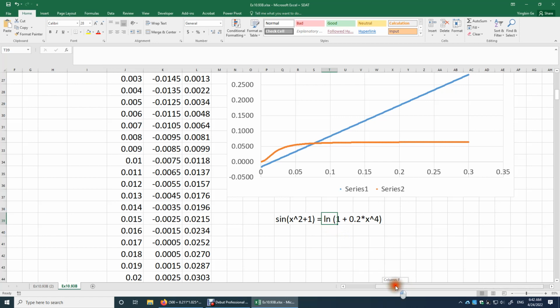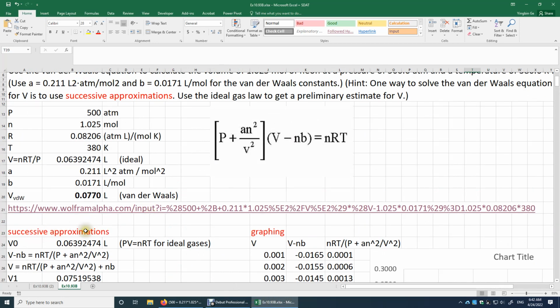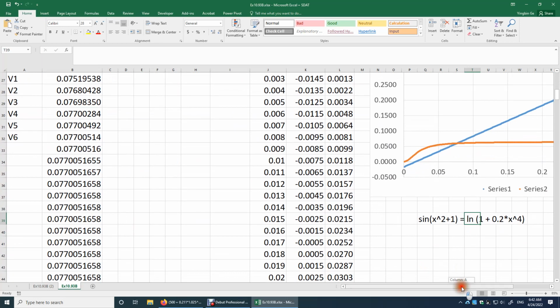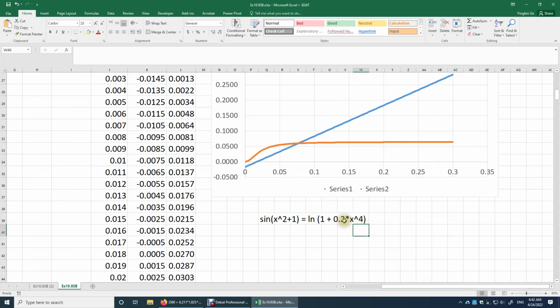Also, you can just use this so-called successive approximations. You just set up the equation properly over here. I'm going to say e to the power of this sine function is equal to 1 plus 0.2 times x to the power of 4. And then I can just say, well, x to the power of 4 is this whole thing, e to the power of this thing minus 1 times 5, stuff like that. And then I can solve for x, and then I need to do successive approximations to solve this.